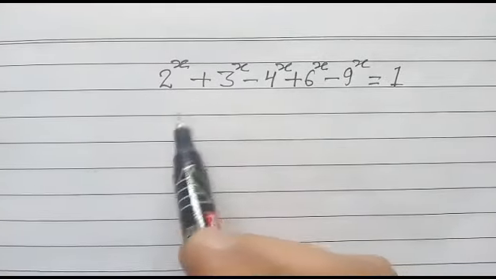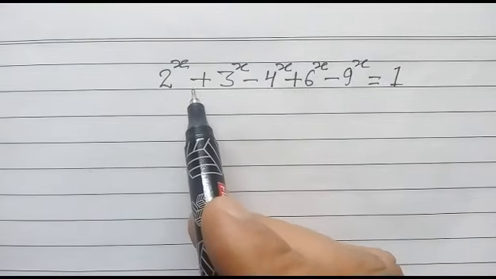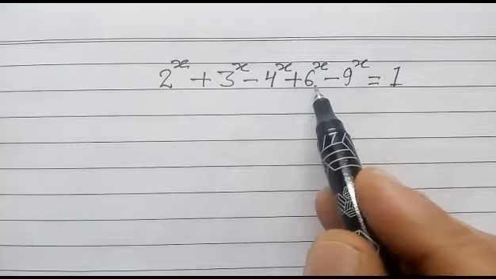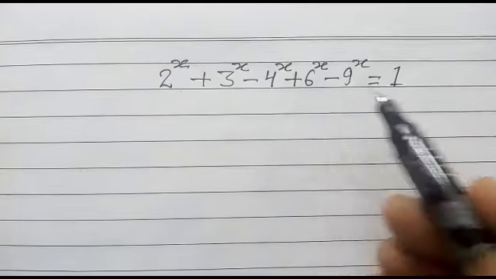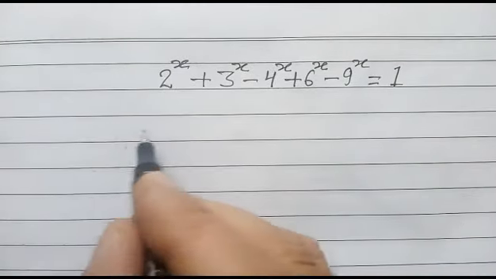Hi friends, today we have a nice exponential equation: 2^x + 3^x - 4^x + 6^x - 9^x = 1. Okay, so let's start.